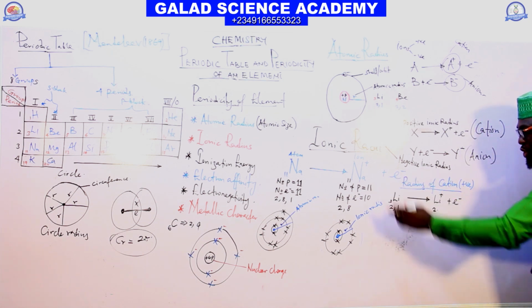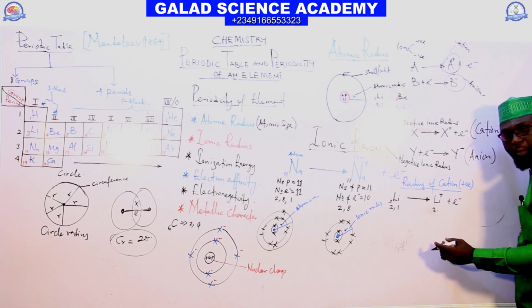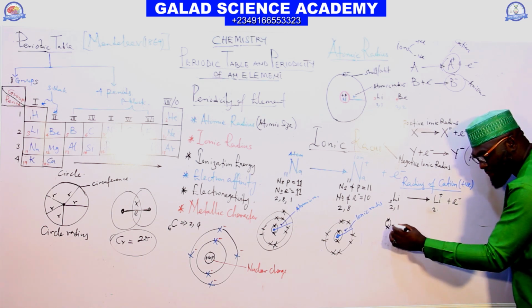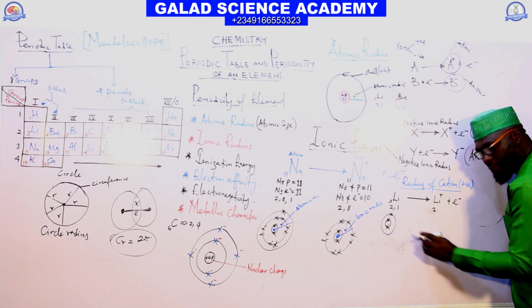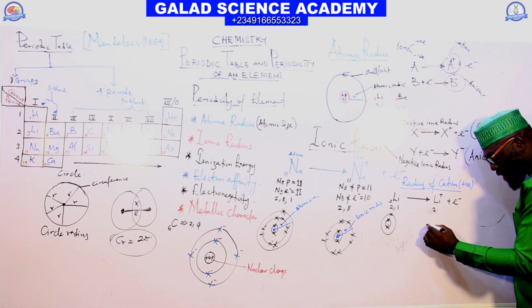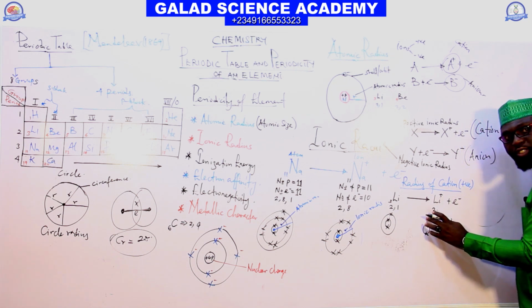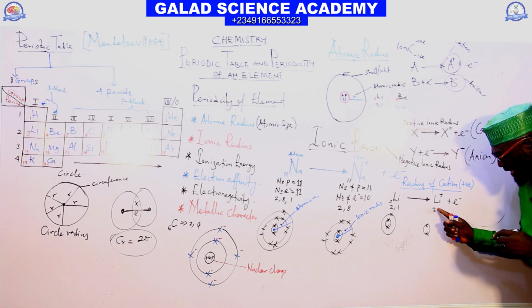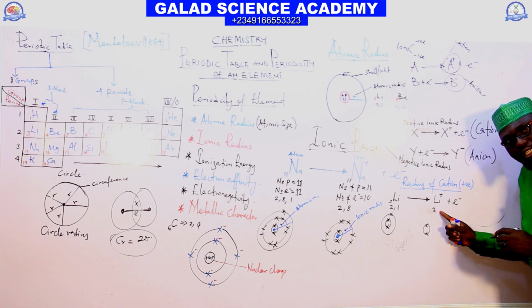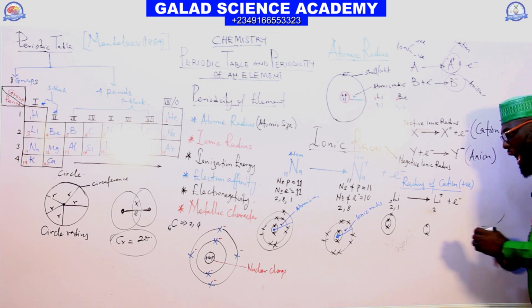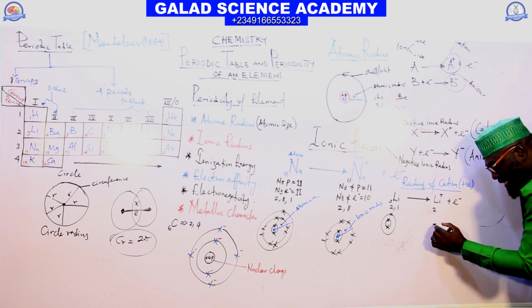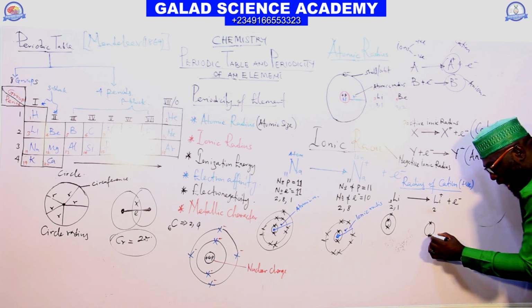By drawing the shell, we have 2 inside there, 1 outside. But here, we have 2 inside, nothing outside. So you can now see that this is an ion. And don't forget that in this one, we have 2.